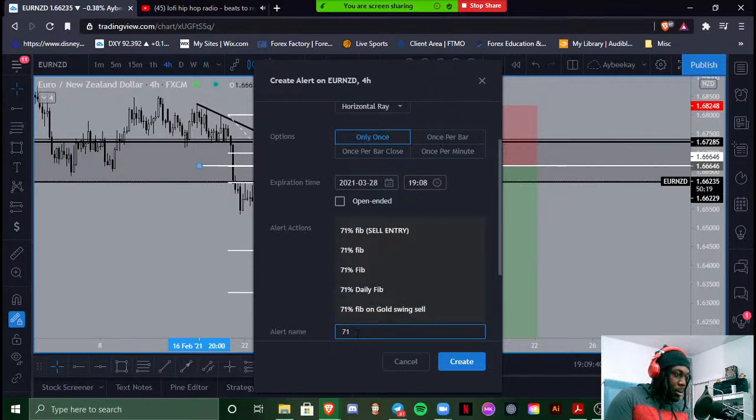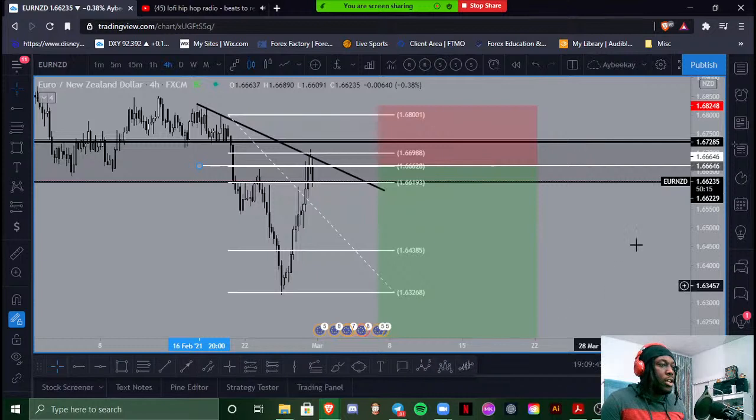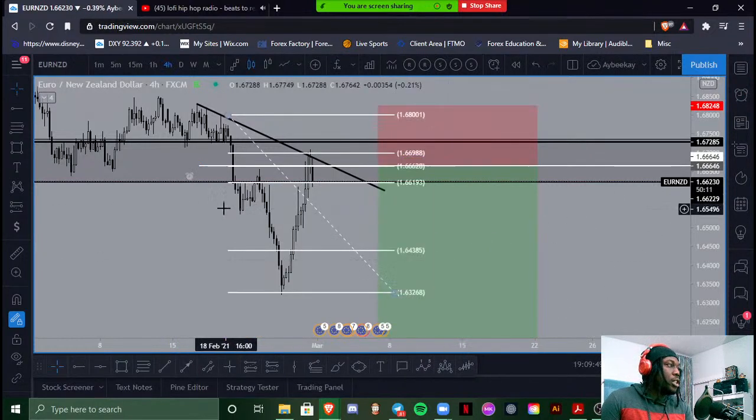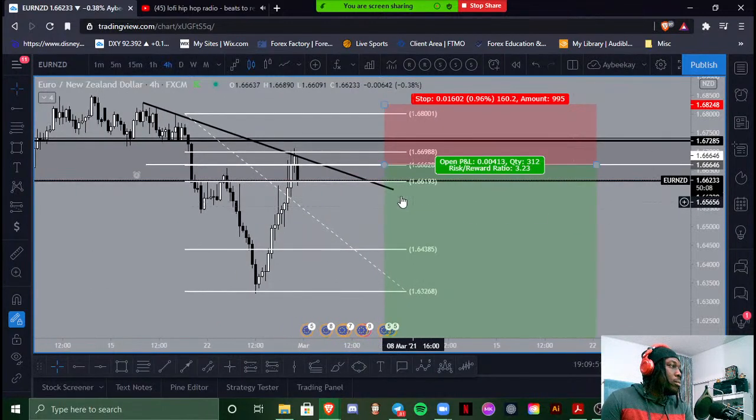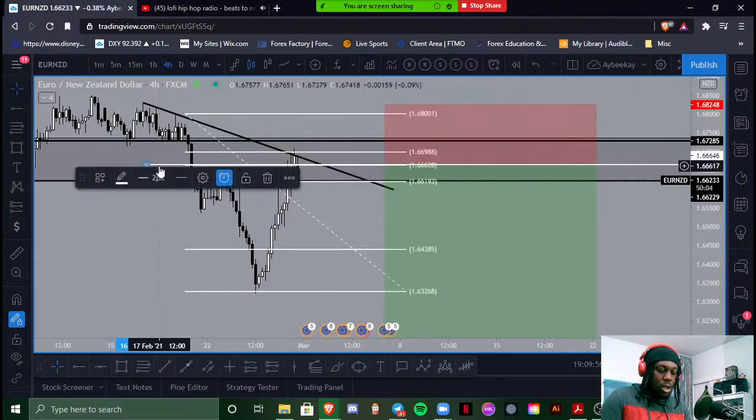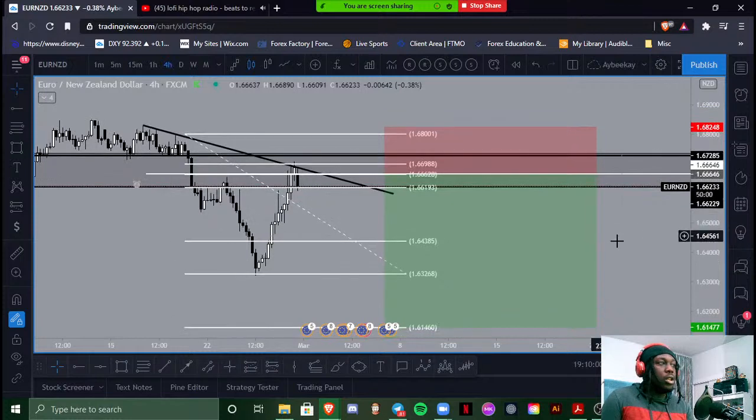71% fib. Sell entry possibility creates. So let's see what EURNZD. No, silly. I need the candle to close. But of course, this candle it's still open, so that's the reason why I did that. So I'm just gonna leave it. So let's see what's up though.